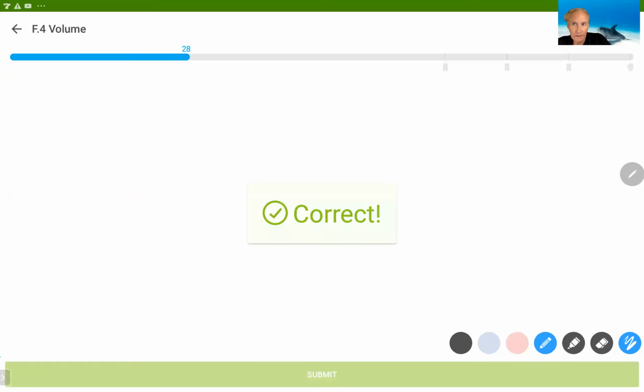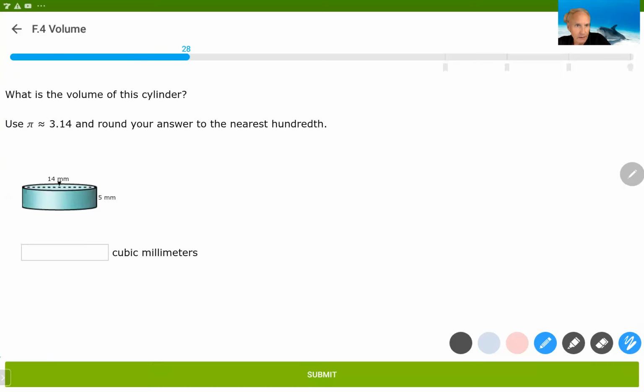I don't want to spend a lot of time on those, but okay. Now we're supposed to use 3.14 this time. I'll actually do it right. Our radius, notice, is half the diameter. So the radius is 7 millimeters. And we've got volume is equal to the area of the base, pi r squared, times the height.